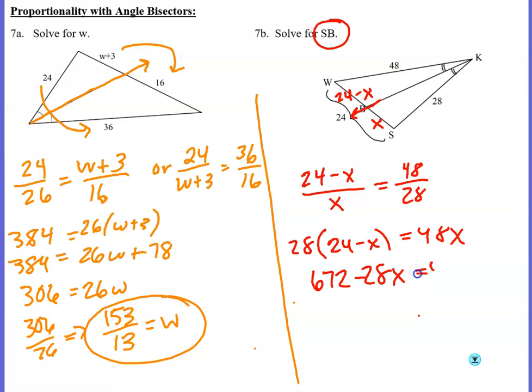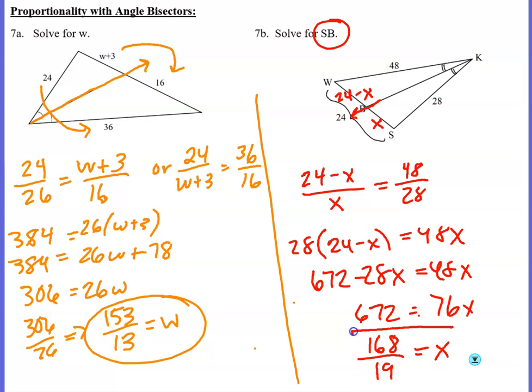672 minus 28x, I would add 28x to both sides. So I get 76x equals 672. Divide both sides by 76. Again, we get a nasty number, but that fraction does reduce to 168 over 19. I don't want to round a decimal. It needs to be perfect. So again, this is what I got when I reduced 672 over 76. So those are some nasty fractions, but you know, be prepared. You might see some nasty fractions. You should know how to reduce them properly.